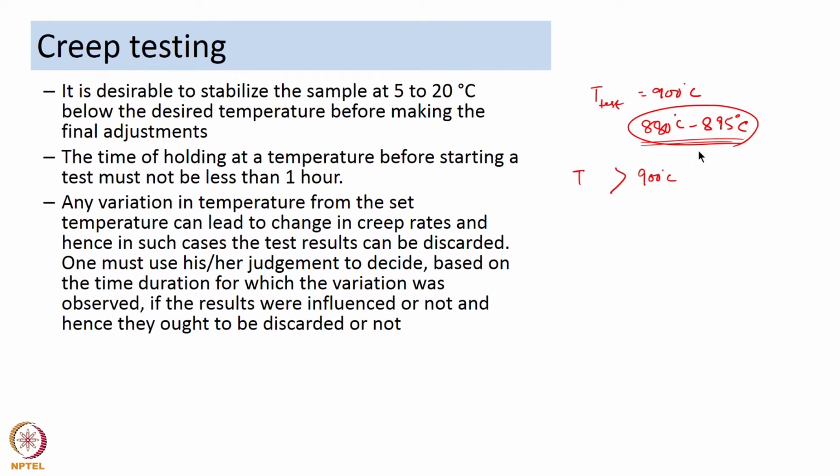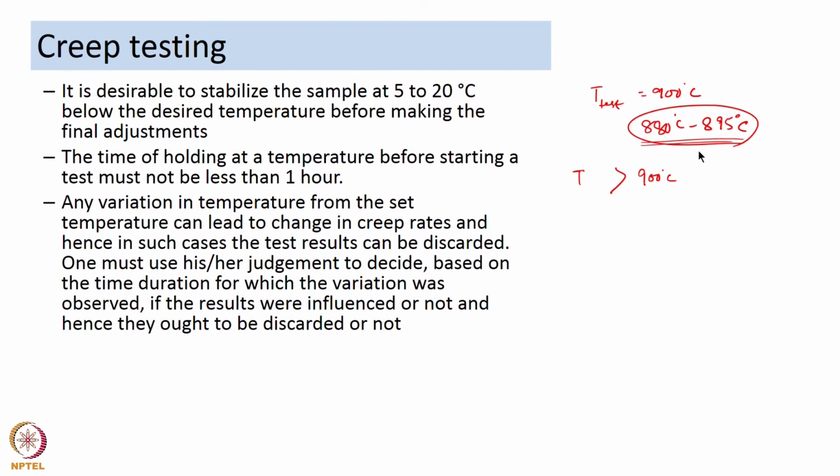Also, the time of holding at a temperature before starting a test must not be less than 1 hour. So, basically if you are doing your test at 900 degrees centigrade, after you reach 900 degrees centigrade, hold the sample at that temperature for at least 1 hour, and then only you start your test. And any variation in temperature from the set temperature can lead to change in creep rates, and hence in such cases the test results can be discarded.